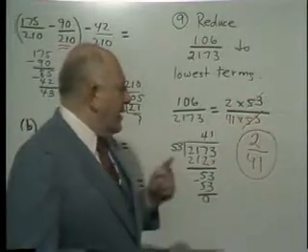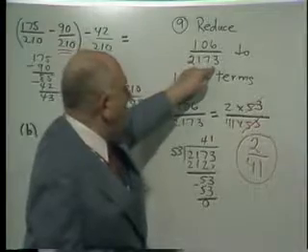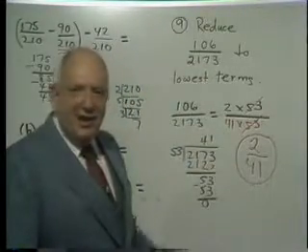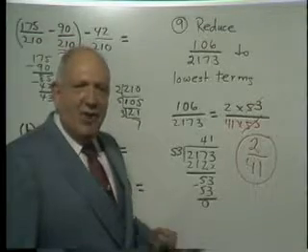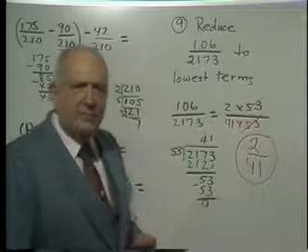And notice how much simpler this is. Which would you rather have to keep track of? Taking 106 out of every 2,173 or taking 2 out of every 41? You see the psychological advantage? Even though they're equivalent, one is easier psychologically to handle than the other.